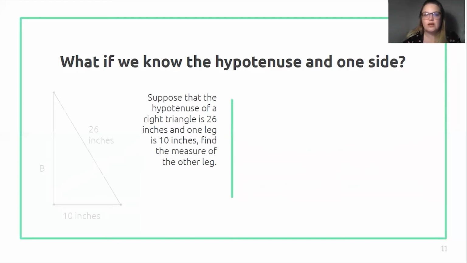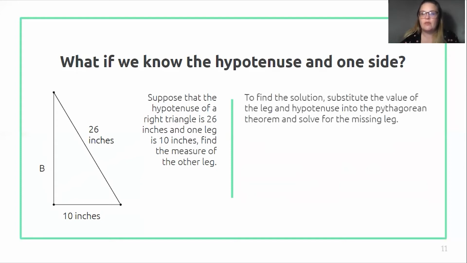So again, to start with, let's draw a diagram so we can see what we're looking at. We know the hypotenuse is 26 inches, so we can see that clearly marked on this triangle. One of the legs is 10 inches long and the other leg is going to be marked with the letter B because it's our unknown. If we're going to fill this information into the Pythagorean theorem, we can substitute the value of the leg and hypotenuse into the Pythagorean theorem and solve for the missing leg. If you want to pause the video and try to do that here, you can. And we'll work through it together when you're done. So we can see that we have 10 squared plus b squared equals 26 squared.